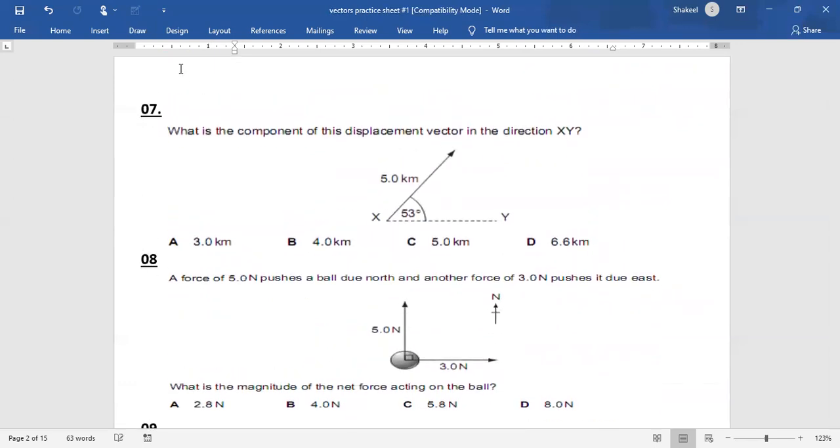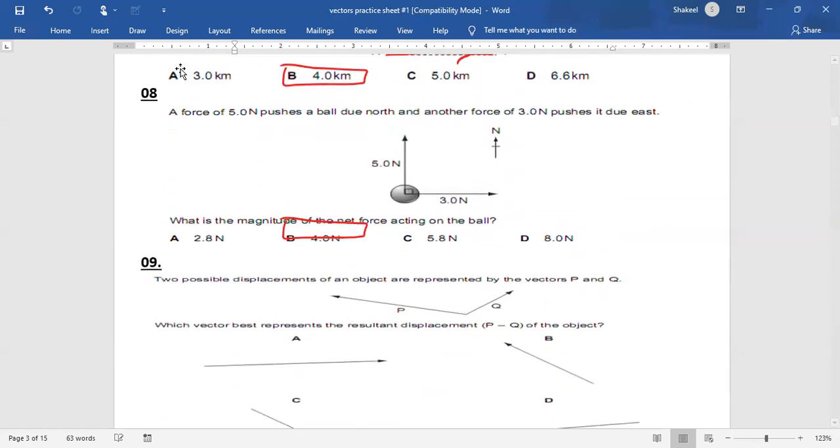Question number 7. Question number 7 is very simple. 5 kilometer is the vector and 53-degree angle. So you have to find the displacement along X, this one. So you resolve 5. So this is 5 cos 53, right? 5 cos 53, and you will get the answer. And the answer will be 4 kilometer over here.